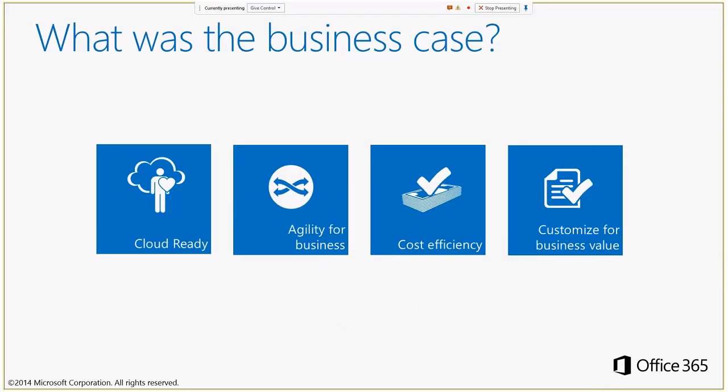We did an analysis with UPM. We did a vision session with them, and these were the four key topics or pillars why they want to go to the app world, why they want to do the transformation. They wanted to be cloud ready. They didn't actually want to go to Office 365. That wasn't the number one thing. They wanted to be cloud ready.